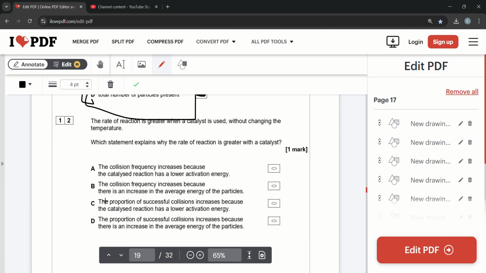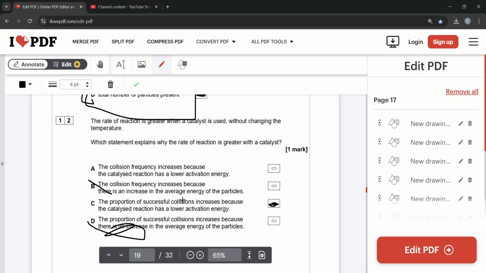No. Proportion of successful collisions increases because the catalyzed reaction has a lower activation energy. Yes, definitely. Proportion of successful collisions increases because there's an increase in average energy. Definitely not. The answer is C.